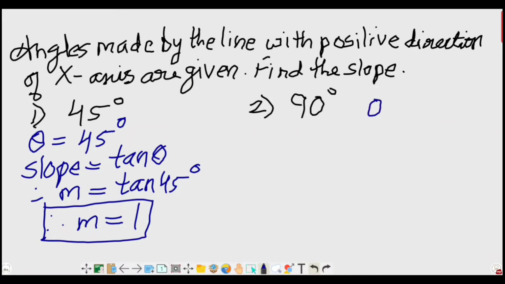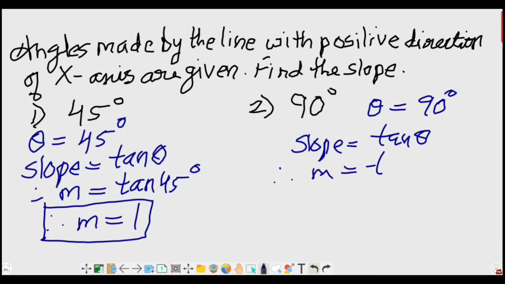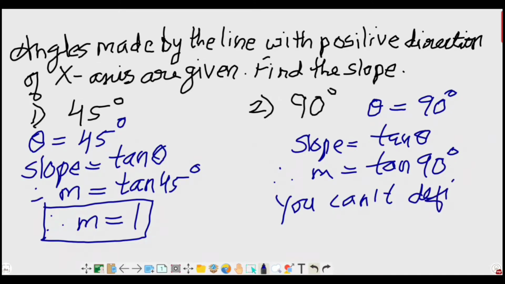Same way we can solve this. Here your theta is 90 degree. Same way, first you have to write the formula. Your slope is tan theta. So your m is equal to tan 90 degree. You know that tan 90 degree cannot be defined. So you can't define the slope.